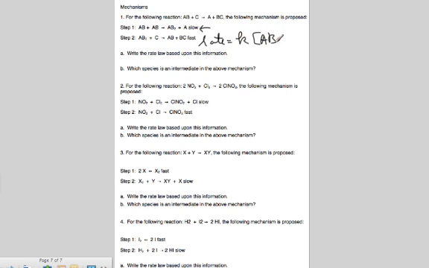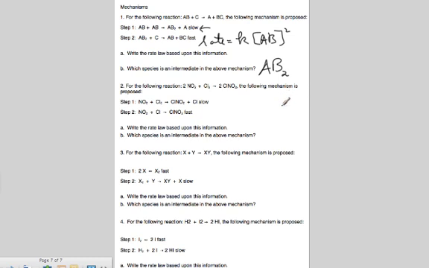Okay? Which species is an intermediate? So what is produced and then consumed in the next step? And that would be AB2. Okay, at this point, pause the video before I go through any of the others and try them yourself, and then you can come back and check your answers.